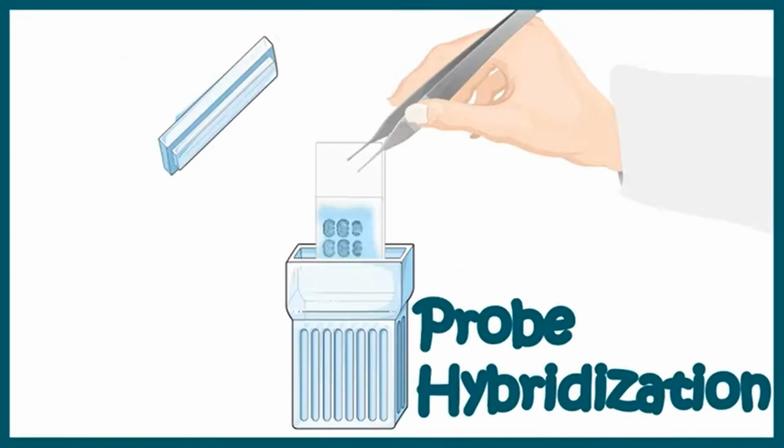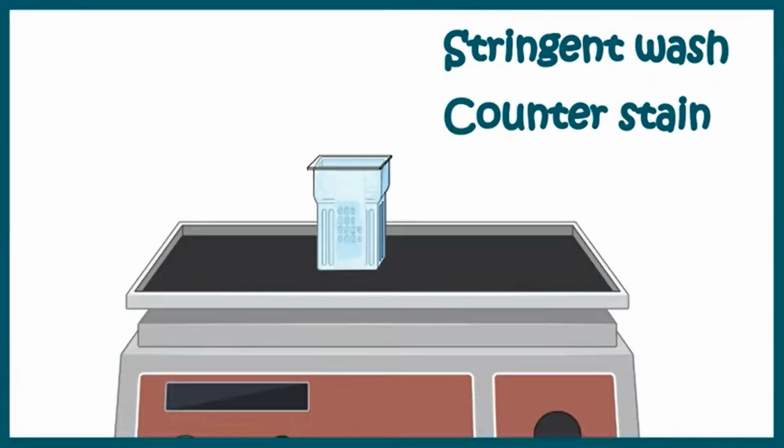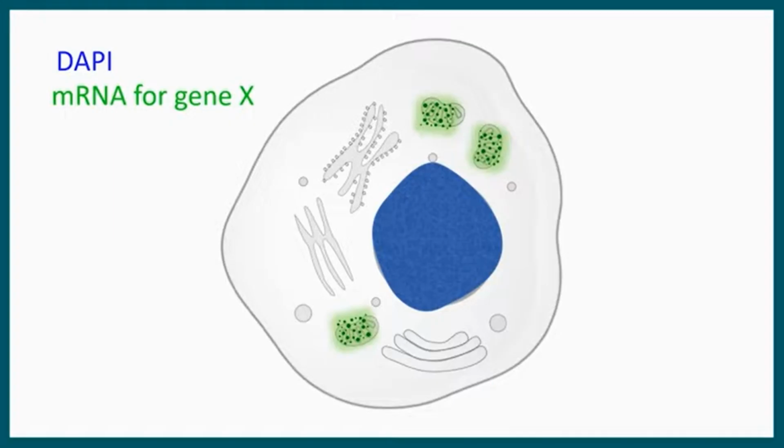Then by using the hybridization solutions, you are going to hybridize the probe and keep it overnight, so that better hybridization will be there. After hybridization, stringent washing will be done and counterstaining can be done, and then the data will be visualized under fluorescence microscopy. One example is counterstaining, where DAPI can be used. Like in these cells, you can see the different subcellular locations, which give you the visualization of the specific fluorescence.